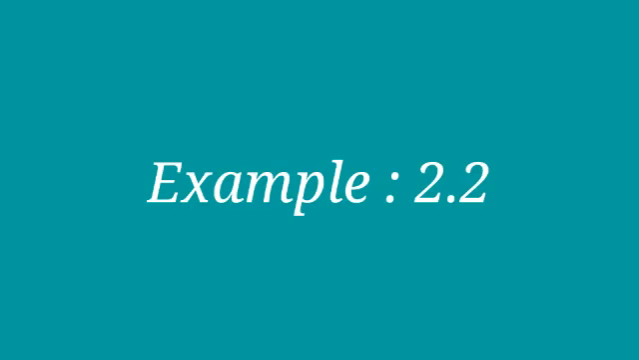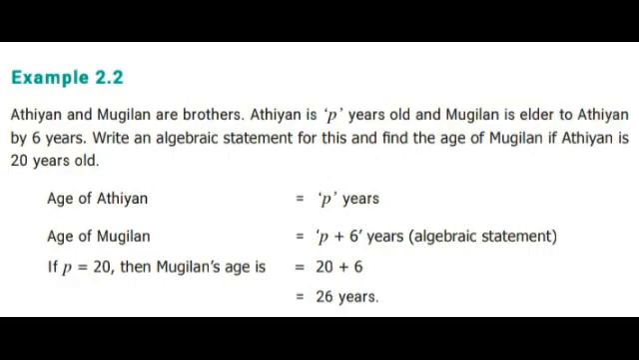Now, example. Adiyan and Mugilan are brothers. Adiyan is P years old and Mugilan is elder to Adiyan by 6 years. Write an algebraic statement for this and find the age of Mugilan if Adiyan is 20 years old. Shall we move to the solution, my dears?